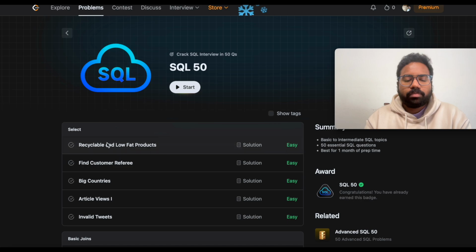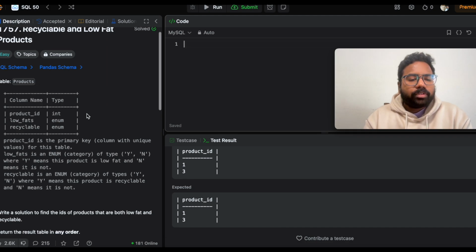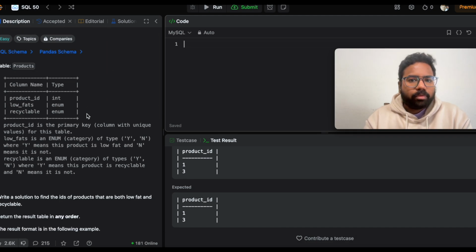And my first problem would be the Recyclable and Low Fat Products. So yeah, it's an easy problem marked in LeetCode, and we can see that it is the first question, so it's pretty much straightforward.